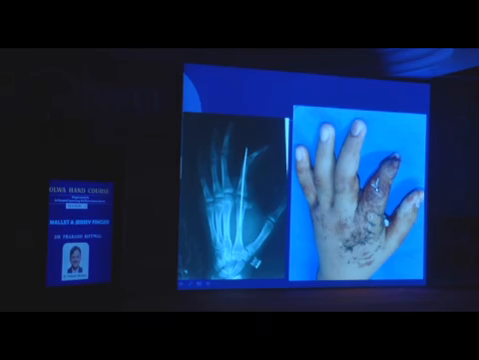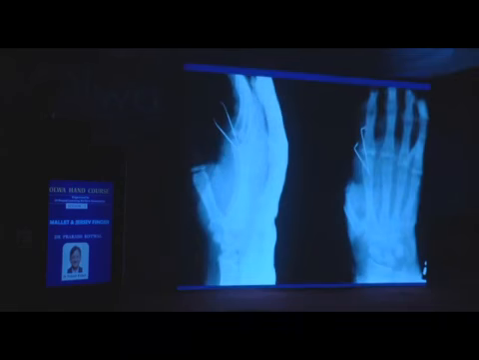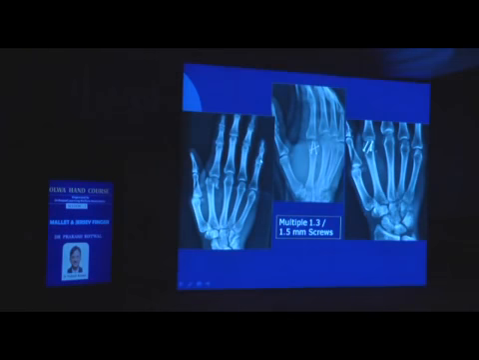So there are too many things which are not right in this. So you need to revise this. You open it up, and these are the fragments which are lying loose. So you fix them with thin K wires, fixing them into position, and you can get good healing of the fractured pieces.